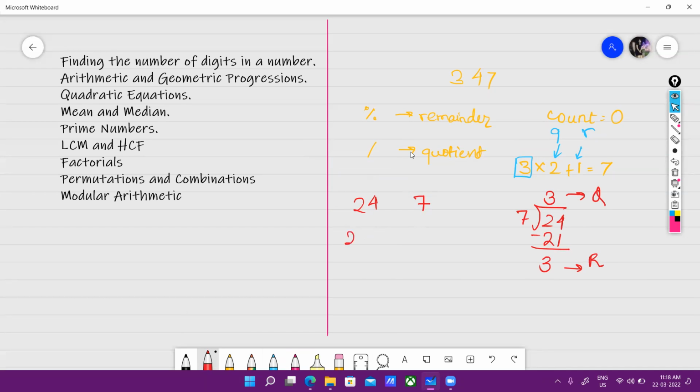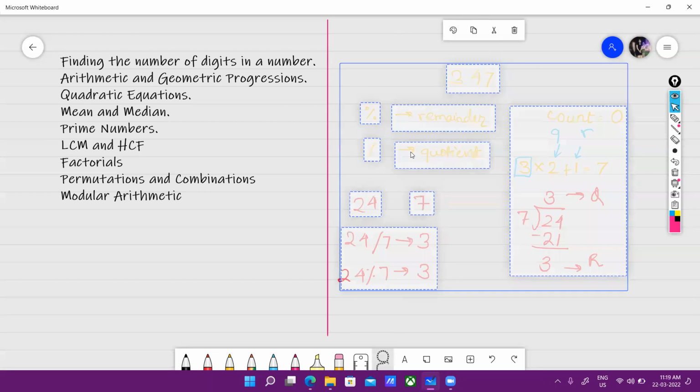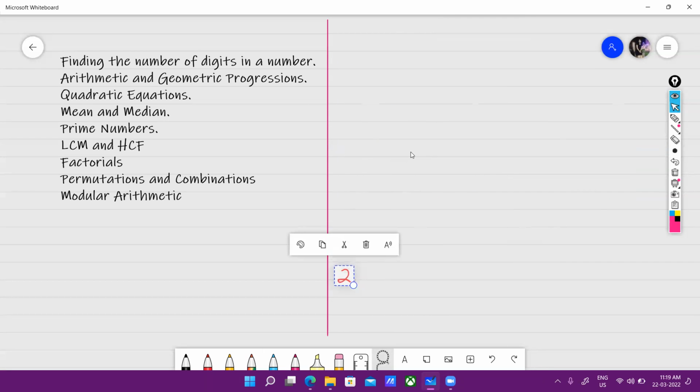So when I write 24 divided by 7, it gives the quotient, and when I mention modulo, it gives the remainder. In this case it is 3 and 3, but it is not necessary that they will be the same; they will be different, as we saw in the previous example. So you now know the difference between these, and it will be very handy in future videos and upcoming modules.